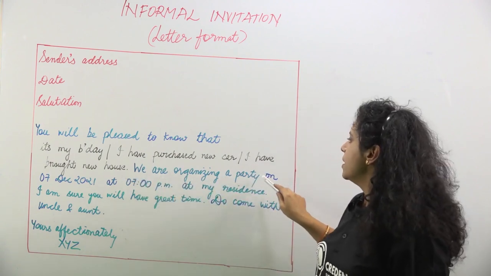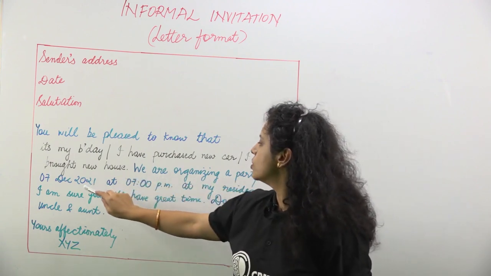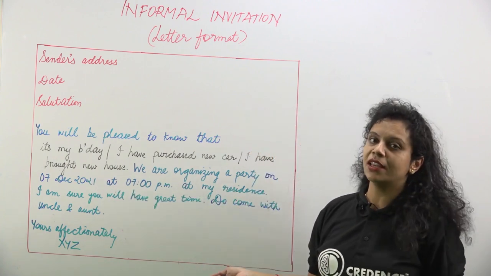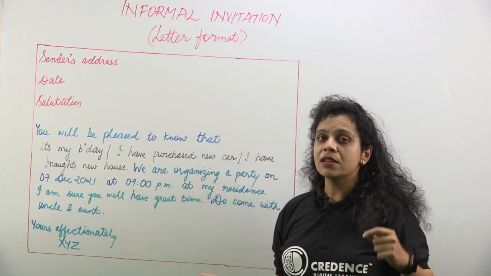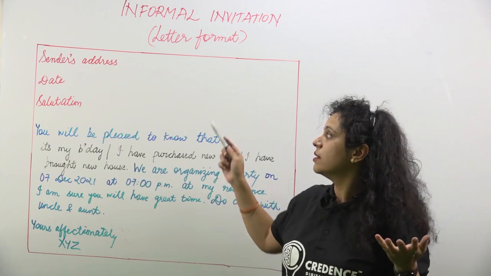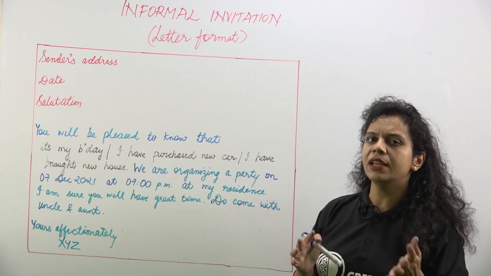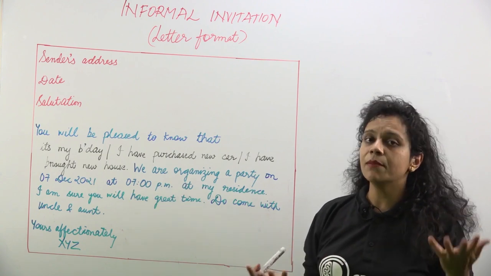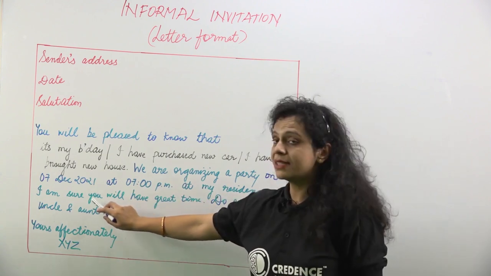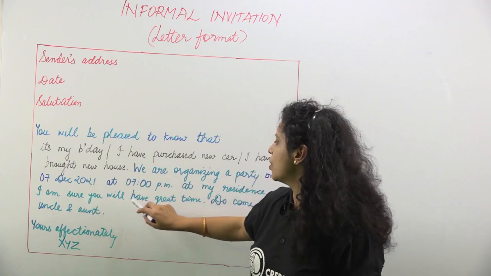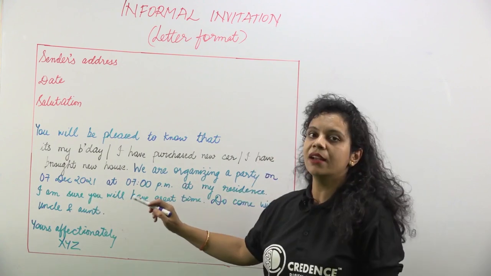We are organizing a party on, so date, time and venue जो हम हमेशा लिखते हैं. तो केवल ऑर्गेनाइजर का जो नाम है वो सेंडर्स एड्रेस में चेंज होगा, जो ओकेजन है वो चेंज होगा, डेट, प्लेस, वेन्यू, टाइम वो चेंज होगा. This is again going to remain the same. I'm sure you will have a great time. Do come with uncle and aunt.